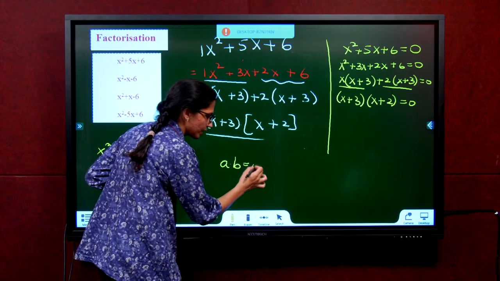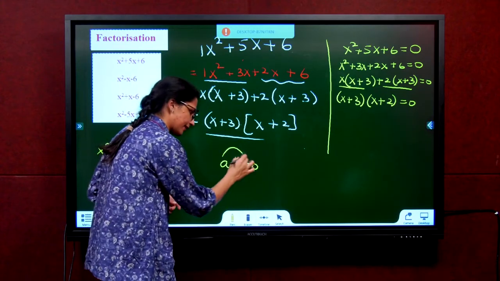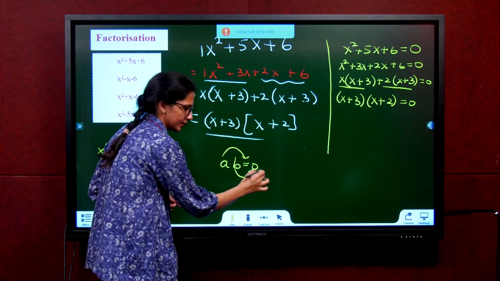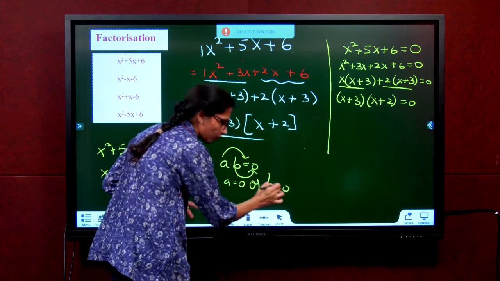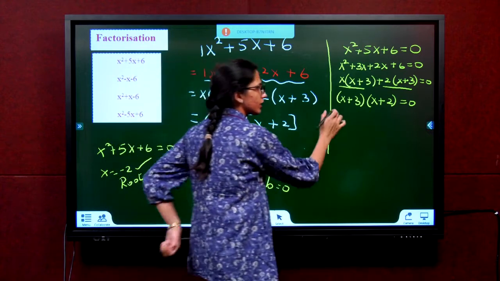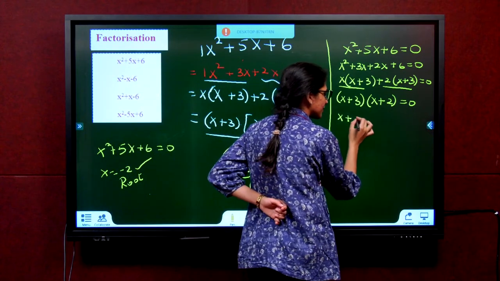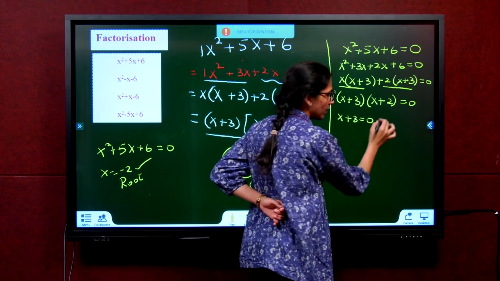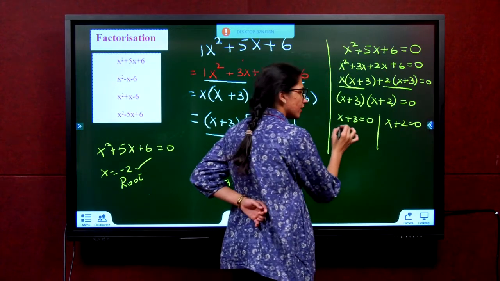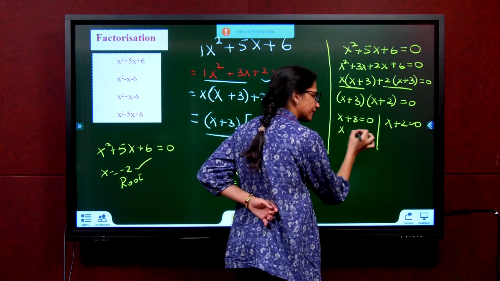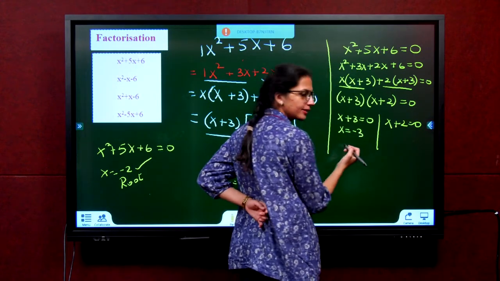If a into b is 0, a can be 0 or b can be 0. Both of them are possible. So here also, x plus 3 is equal to 0 is possible, or x plus 2 is equal to 0 is possible. If x plus 3 is 0, send 3 that side. What is x? Minus 3.